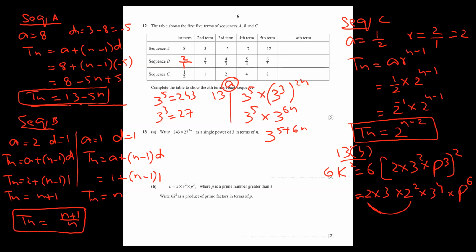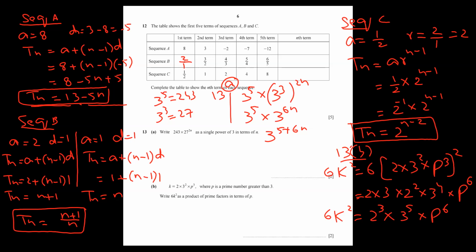How many 2s do we have? 2. What is the power? 1. This power 1 and this 2 add up, you get 3. So 2 to the power 3. And this power of 3 is 1 and 4, so 1 and 4 add up, so it becomes 5. And p to the power 6 as it is. This is the answer for 6k squared. He was asking to convert into prime factors in terms of p, and that is my question done.